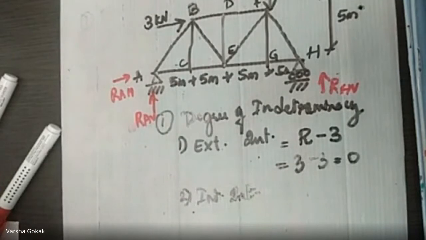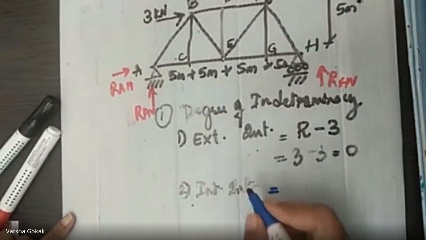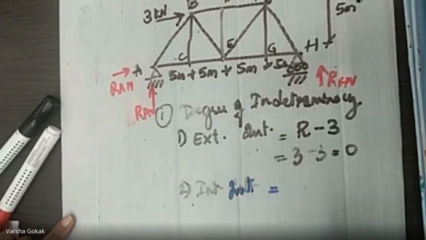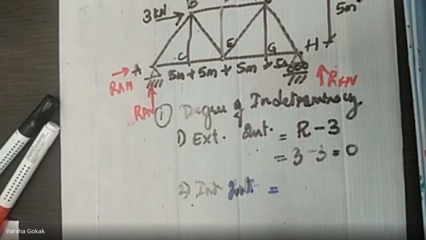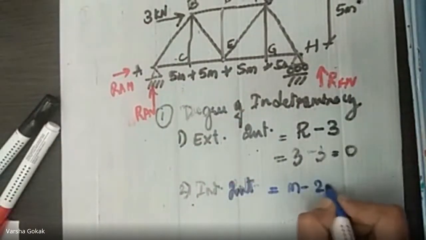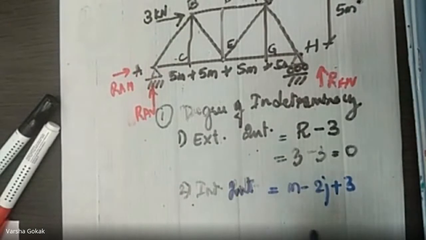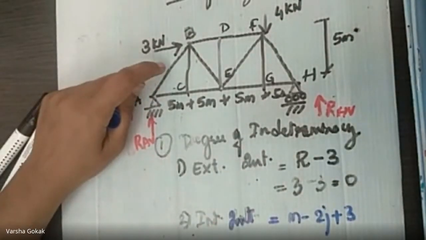What is the equation for internal indeterminacy? M minus 2j plus 3. Correct? Right? So for this, I require the number of members. Look at this and tell me the total number of members, please.